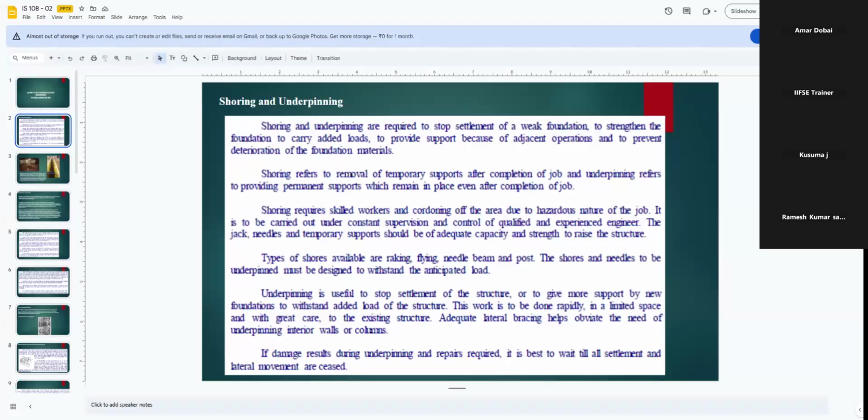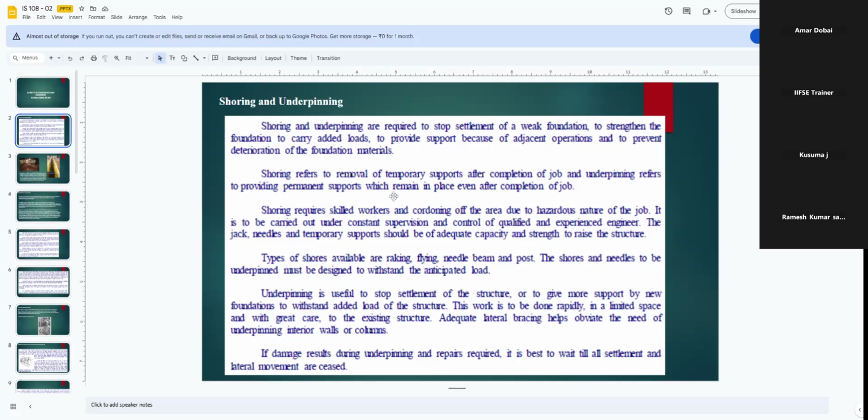Okay, then shoring and underpinning. For the excavated area, shoring and underpinning are required to stop settlement of a weak foundation, to strengthen the foundation to carry added loads, to provide support because of adjacent operations, and to prevent the deterioration of the foundation material. So basically, shoring will help support the weak foundation from collapse.